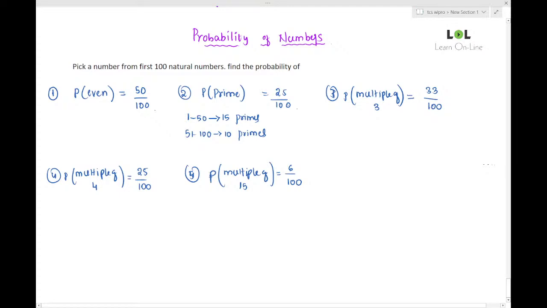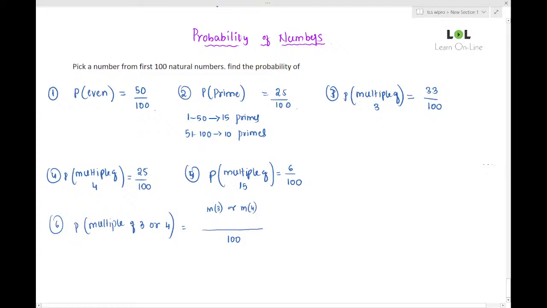Okay. Suppose I ask you, what is the probability of a multiple of, let me write here, probability of a multiple of 3 or 4. Multiple of 3 or 4. Carefully here, let me explain. Total cases will be 100. Guys, multiples of 3 or multiples of 4.